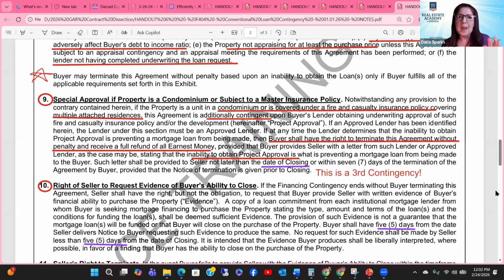So this is a third built-in contingency: if a lender does not give the property approval, if they don't like what's in this master insurance policy, buyers shall have the right to terminate this agreement without penalty and receive a full refund of earnest money if they get a letter from the lender stating that inability to obtain project approval is what's preventing the mortgage loan from being made. No time frame here, so it goes through the day of closing. Again, a third built-in contingency.